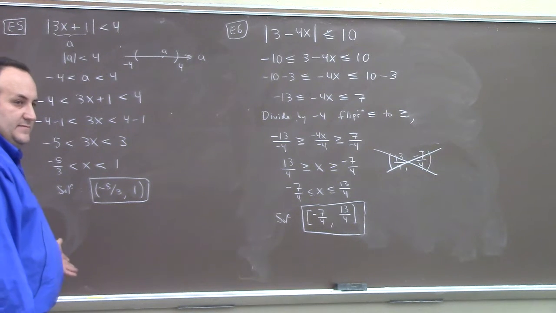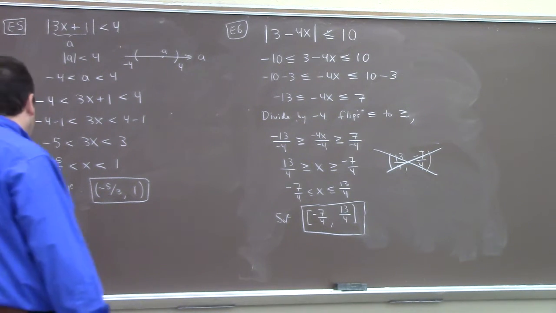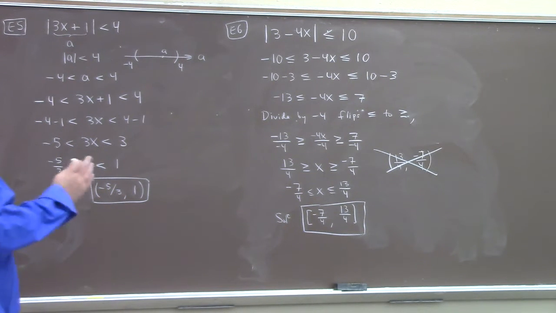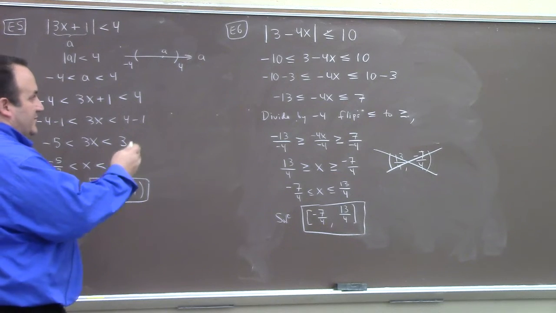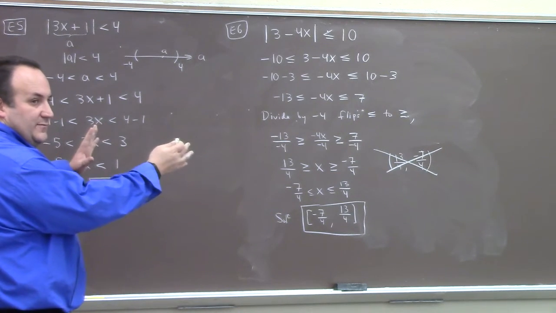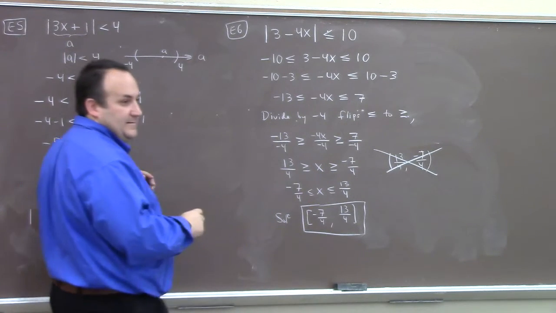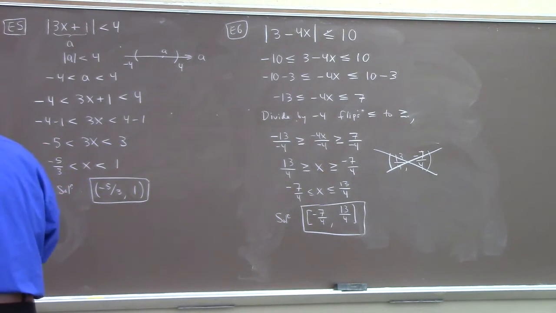Does that make sense? All right. So we can do these all day long, right? If you have absolute value of something less than or equal to something, we unwrap it as a compound inequality like this, all right? However, what happens if instead of having less than, we have greater than?